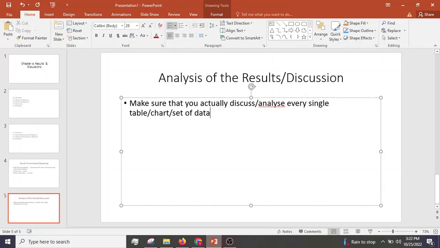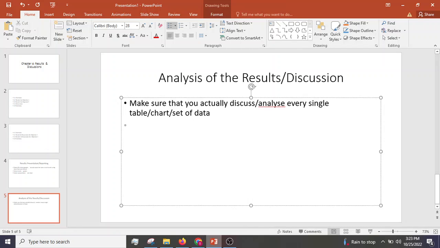You do not want to just put a table or a chart there without doing any analysis on it. If you just put a table or a graph there without analyzing it, it means that even without this graph, your thesis would still be the same. The graph doesn't add any value to your thesis. So why include the graph in the first place? Make sure that you discuss every single table or chart or data or results that you have obtained, whether experimental or simulation. So you have to include and then explain.